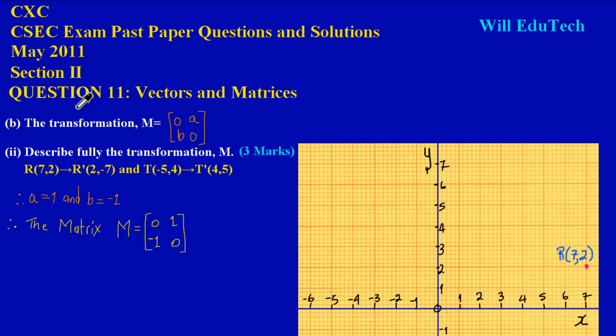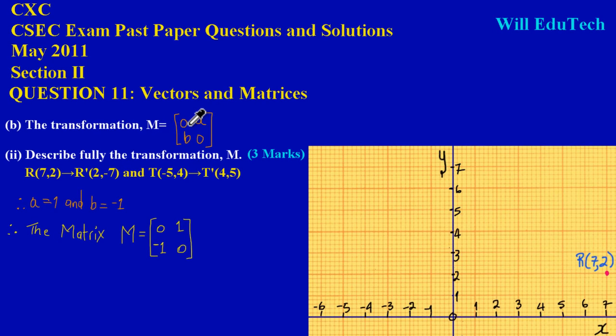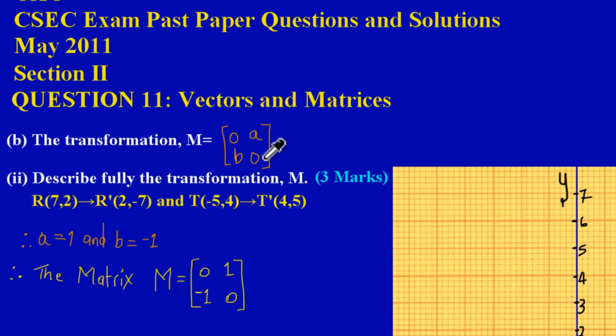And in this video we're going to be working out question 11 part B, and that would be part 2 of B. Okay, in the previous video we had worked out part 1 where they asked us to calculate the values of A and B in the matrix M: 0, A, B, 0.